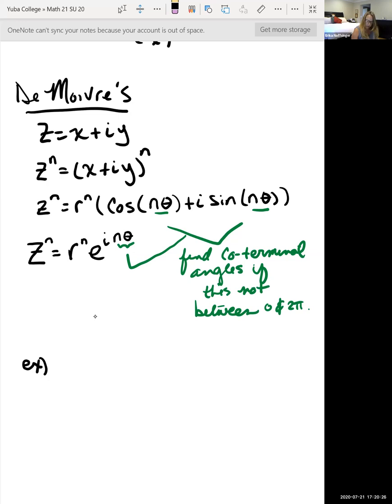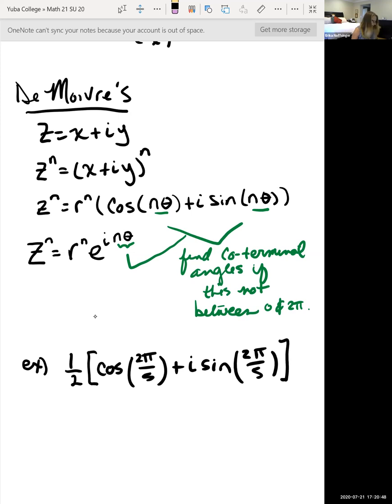So let's say you had 1/2 all times cosine of 2 pi fifths plus i sine of 2 pi fifths, and this quantity is raised to the 5th power. Write each expression in rectangular form, x plus iy, and in exponential form, r times e to the i theta.